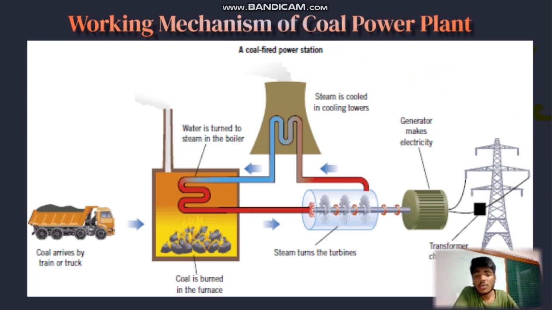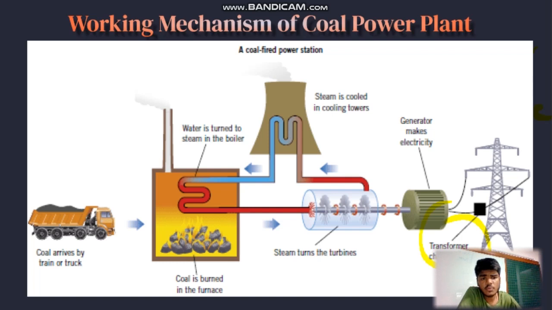So yes, the coal-fired power plant is a type of thermal power plant that generates electricity by burning coal. The working mechanism of a coal-fired power plant includes several components working together. Here is an overview of each part. The first, let's discuss this part, which is the transformer.